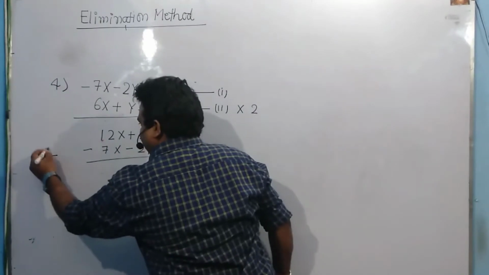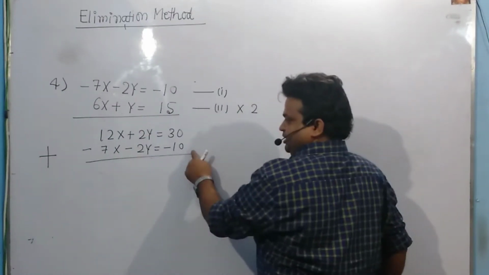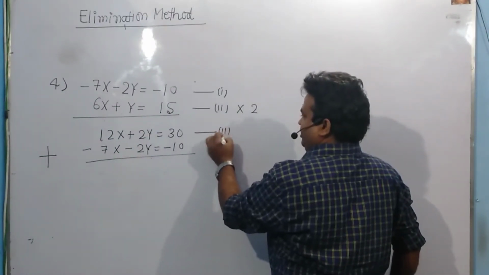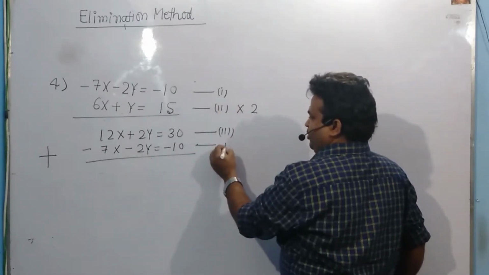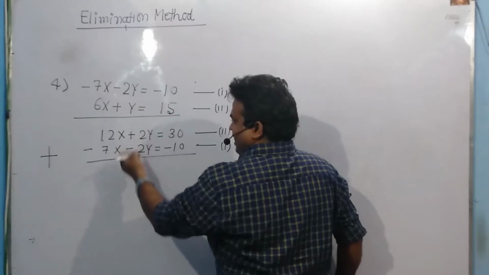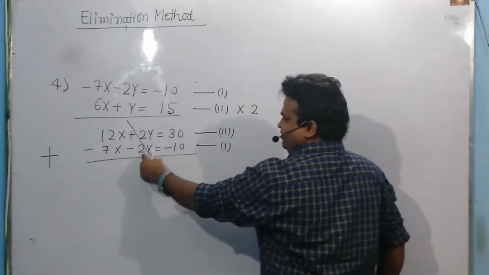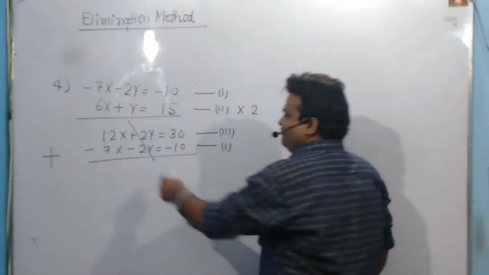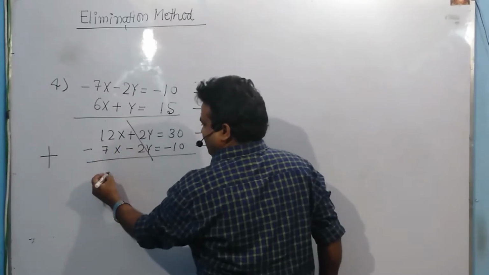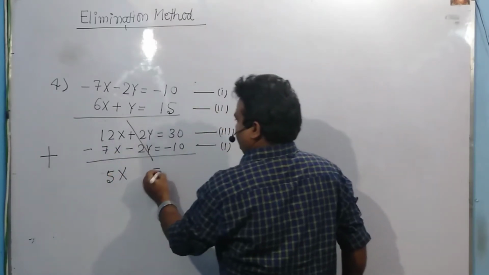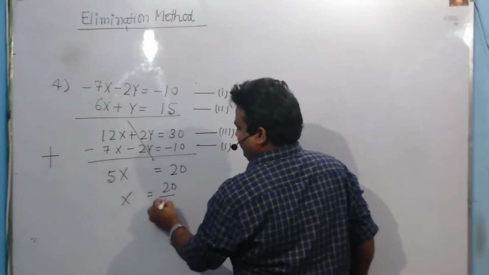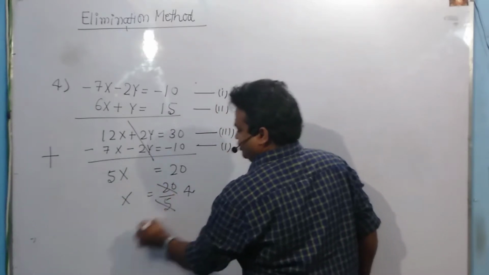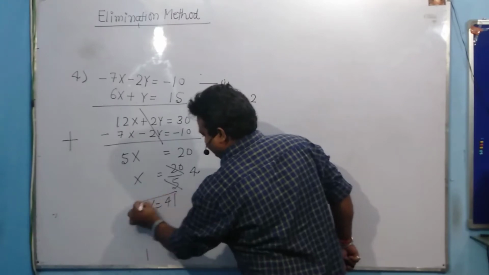So I am adding both equations. This is my equation number 3, after multiplying by 2, and this is my equation number 1. If you add both, the +2y and -2y cancel, and you are left with 12 minus 7, which is 5x, equal to 30 minus 10, which is 20. So what is x? 20 divided by 5. 5 fours are 20. So my x value is equal to 4.